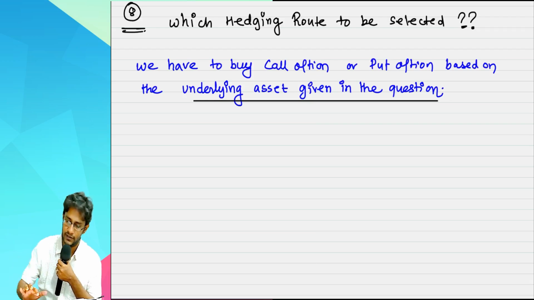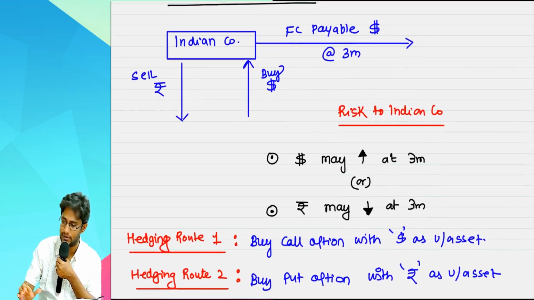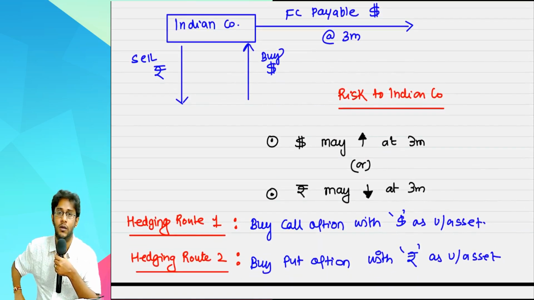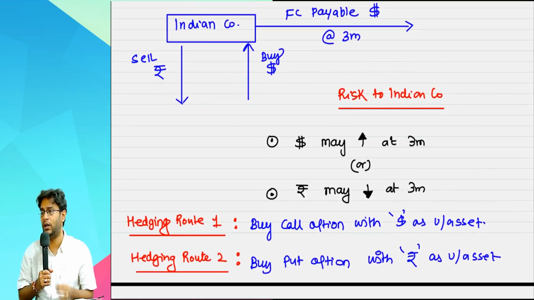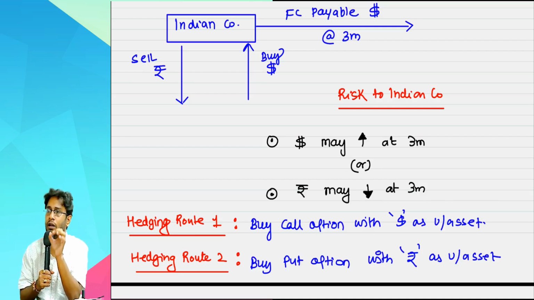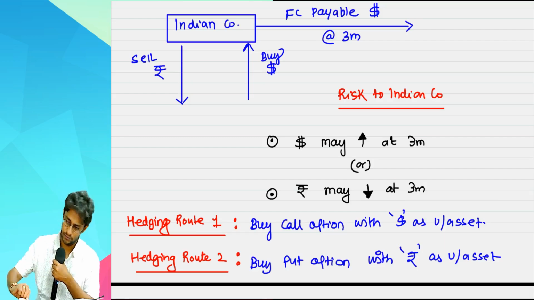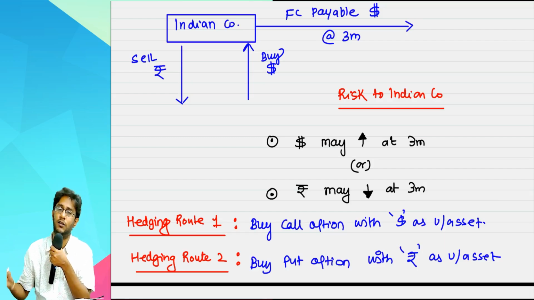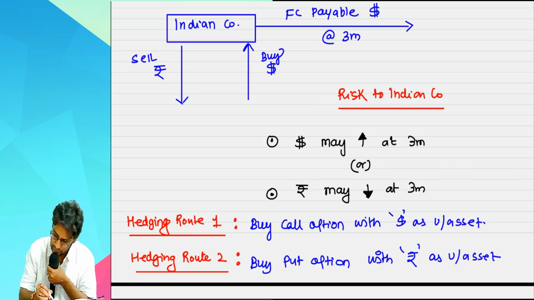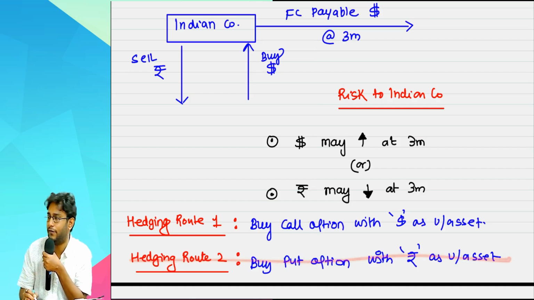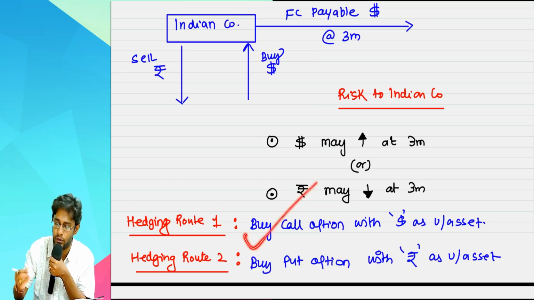For example, you have this FC payable scenario. You have two routes. But the entire question data is only about a call option on dollar, put option on dollar. He's talking only about dollar as underlying asset. In the entire question, the data is on dollar as underlying asset. How will you even think of taking a put option with rupee as underlying asset? Obviously, you will not. You will have to go with only route 1.